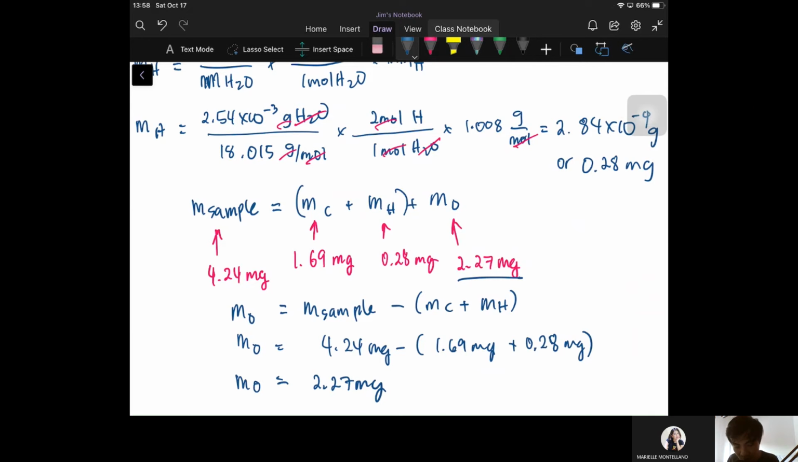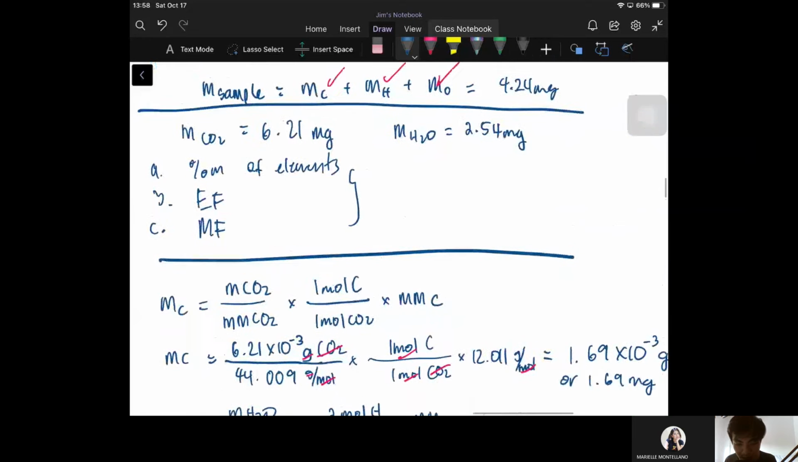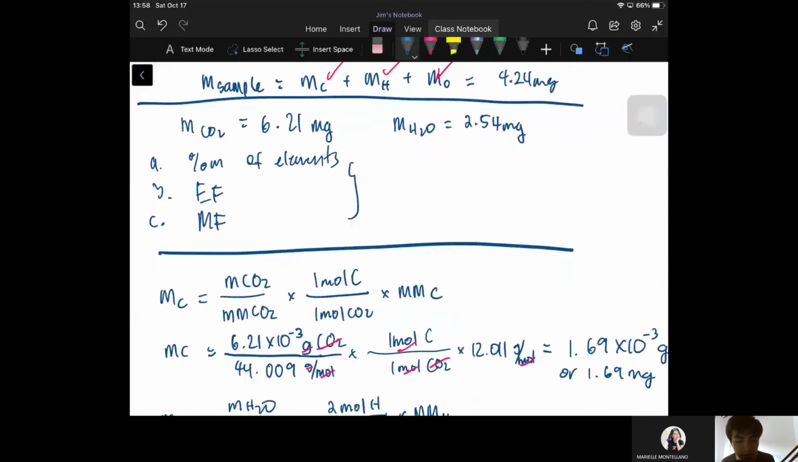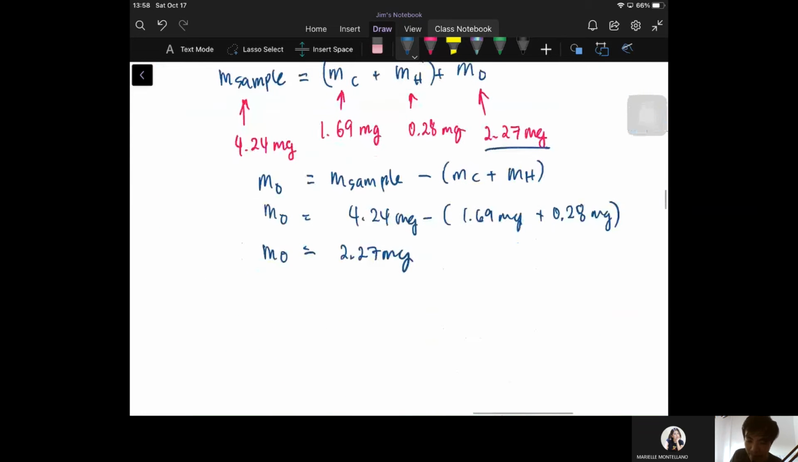Okay, so after doing that, check natin kung ano yung hinahanap sa problem. Letter A, percent mass of the elements. No? So, ano daw yung percent masses nila? Paano ba natin kinukuha yung percent mass nila?